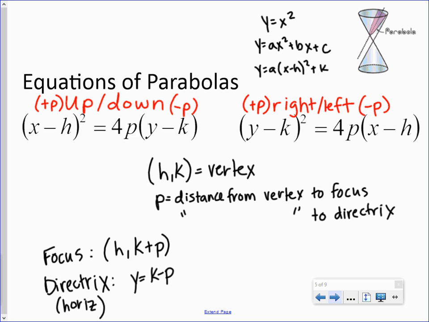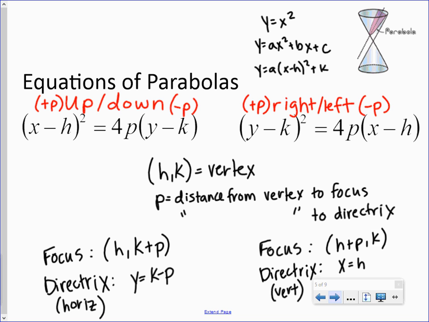On the other equation, x and y have switched. Now we're opening right and left. So that means instead of adding and subtracting the p from the k, we're going to be adding and subtracting the p from h. So my new focus will be h plus p, comma k. And my new directrix, because x and y have switched, will now be a vertical line, which will be x equals h minus p.